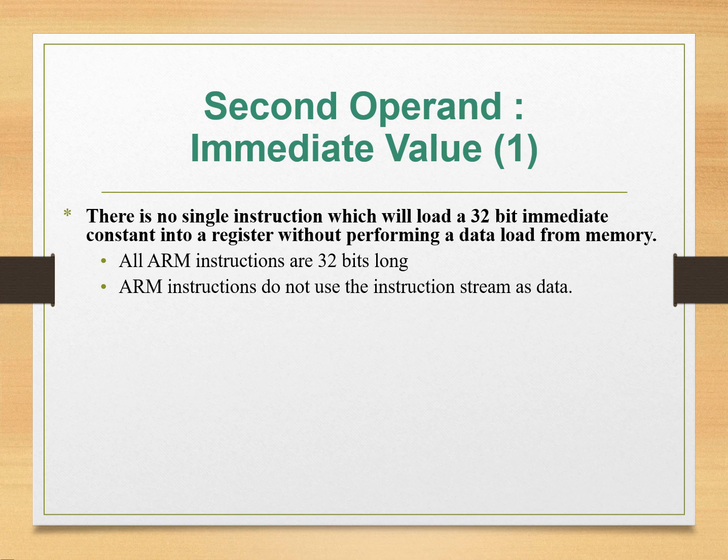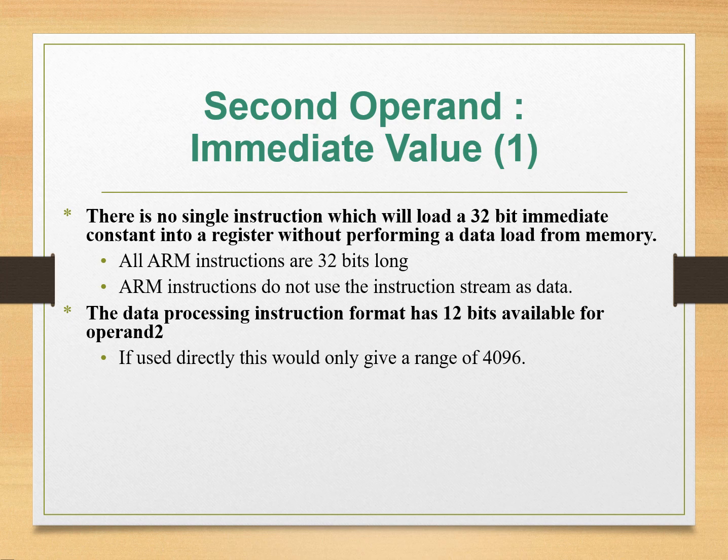So all ARM instructions are 32 bits long. As you know, ARM instructions do not use the instruction string as data. It doesn't have another string to use as data, because in some architectures they can use the instruction string as data, but not in ARM.